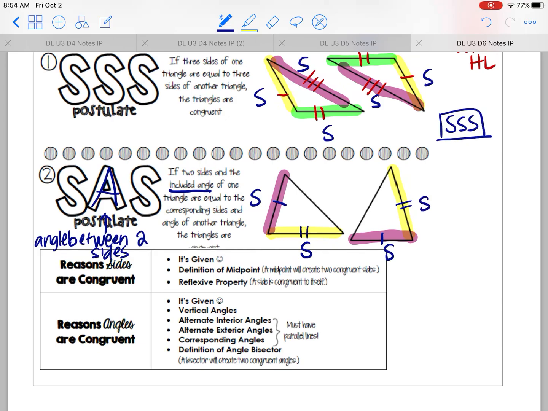Okay, and we need the included angle. That included angle needs to be the one that is in between the 2 given sides. So it has to be this one right here, because that's the one that is in between those 2 given sides. It can't be just any angle. It needs to be that included angle. So I'm going to place an 8 right there.